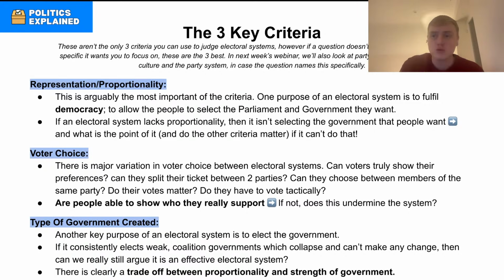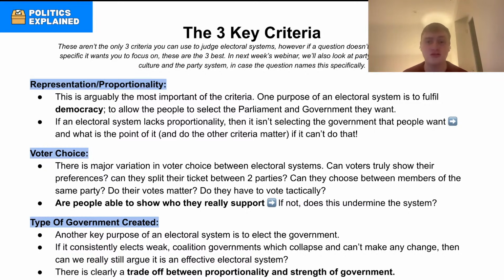But if it's a more general question, like evaluate the view that first past the post should be replaced, or evaluate the view that first past the post isn't the most effective electoral system in use in the UK, in your answer, compare this with a different electoral system, or of course the AQA wordings that are the equivalent of those. I'd really recommend using these 3 criteria to organise your paragraphs. The first, representation and proportionality.